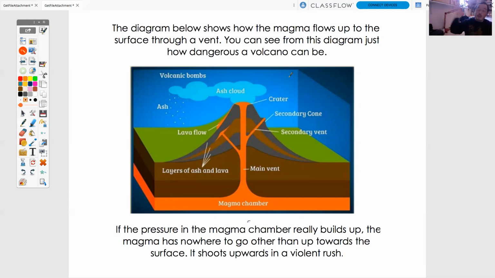Watch out! Volcanic bombs are dropping from the sky, and they're really dangerous. So that's quite a cool diagram, this, isn't it? We've got the magma chamber, we've got the vents, we've got the ash cloud, we've got these dots with volcanic bombs and ash, and we've got the lava flowing down the side.